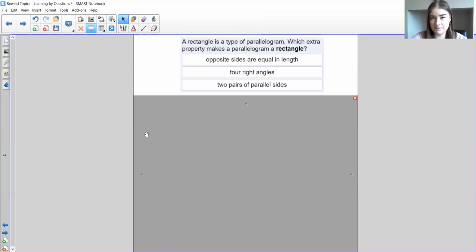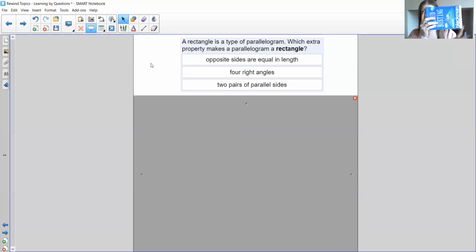Which extra property makes a parallelogram a rectangle? So extra. So that means we've already got a property. The property that they already tell us is that it is a parallelogram. So we know that parallelogram means that the sides will never ever meet. So for example, on this rectangular book, these 2 sides here and here that are parallel will never, ever, ever meet for as long as it goes on. So they will never meet, like train tracks.